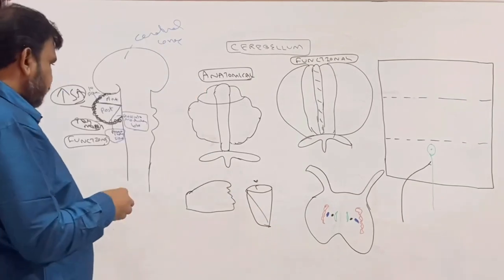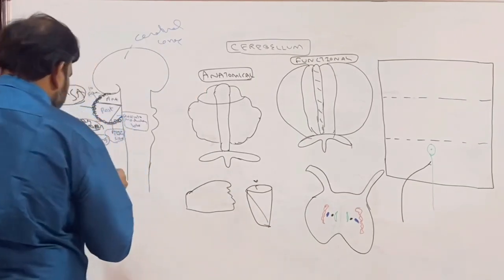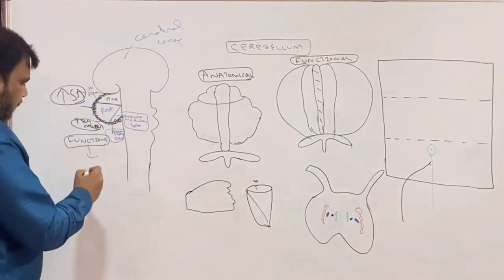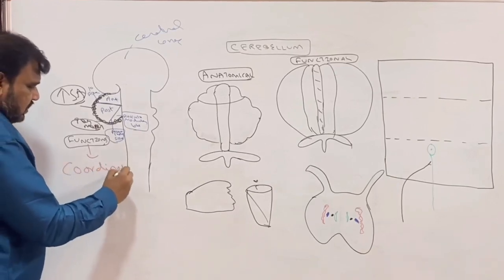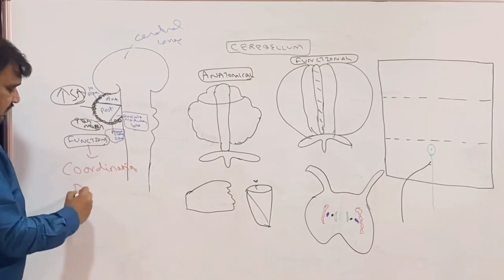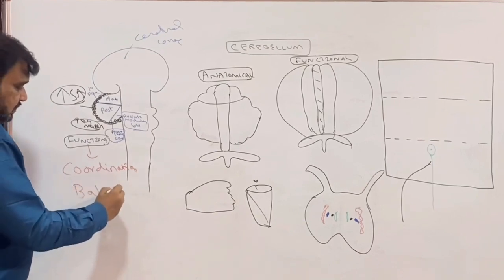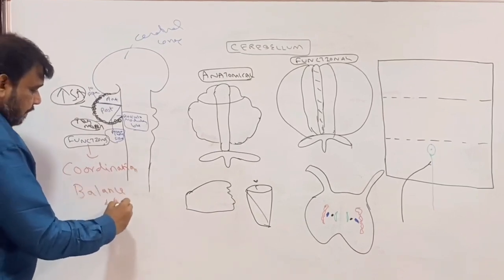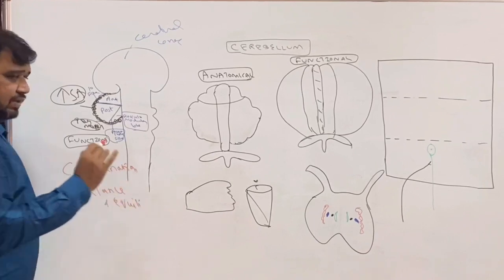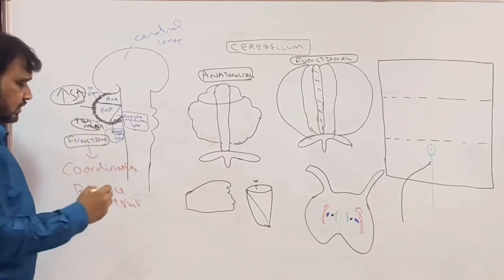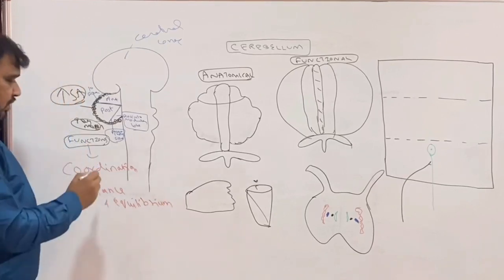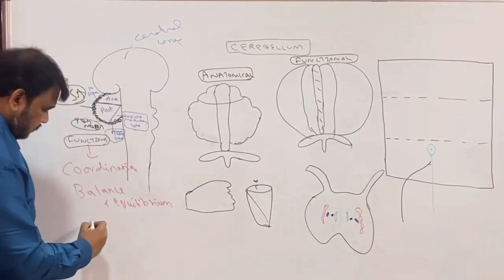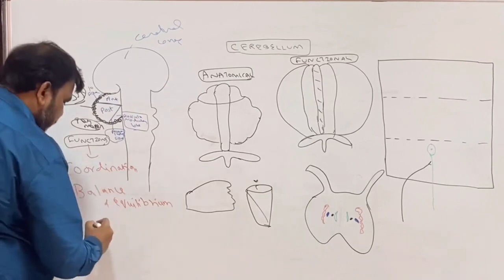With this basic idea, I will tell the general functions of the cerebellum. Coordination of movement, as I was telling, balance, very, very important, and equilibrium. I will tell which part of the cerebellum does which function. So balance and equilibrium, coordination, and as I was telling, muscle tone is also very important.